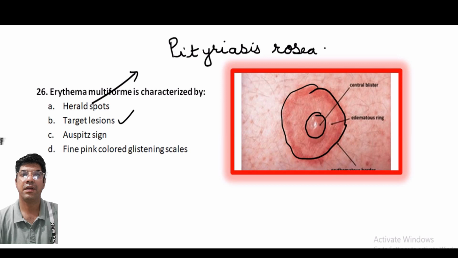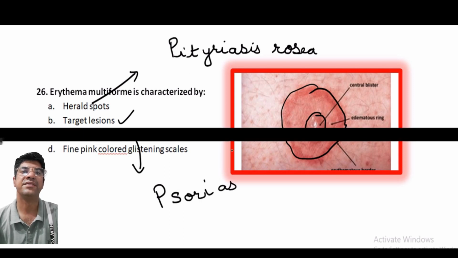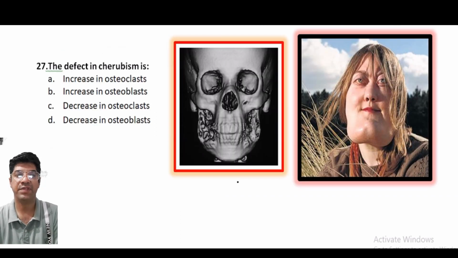pityriasis rosea, where a single large scaly patch appears before the development of smaller lesions. Auspitz sign is a clinical sign that is seen in certain skin conditions like psoriasis. So that represents the pinpoint bleeding spots. When you remove these scales from the skin, there is pinpoint bleeding.